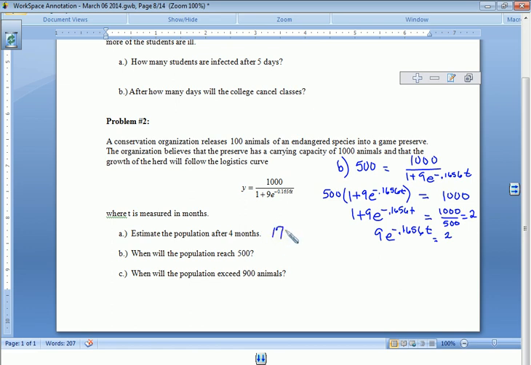Okay, did we get 177.29? So approximately 177 animals? Okay, on this one, did you get 13.27 months? Did you say 14? So I would say during the 13th or by the 14th. During the 13th month. Or you could say by the 14th month.